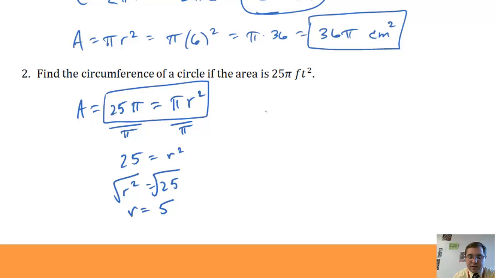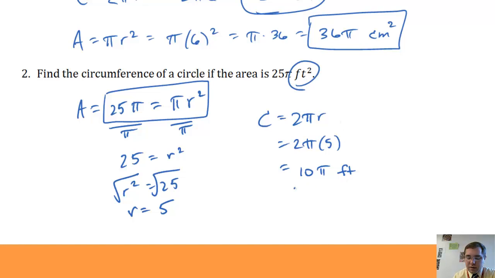And then we can find the circumference by plugging that into the formula, 2 pi r. 2 times pi times 5, which is 10 pi. And we've got to put feet on our answer because our units were in square feet. The circumference will just be regular feet, not square feet. The area will be squared.